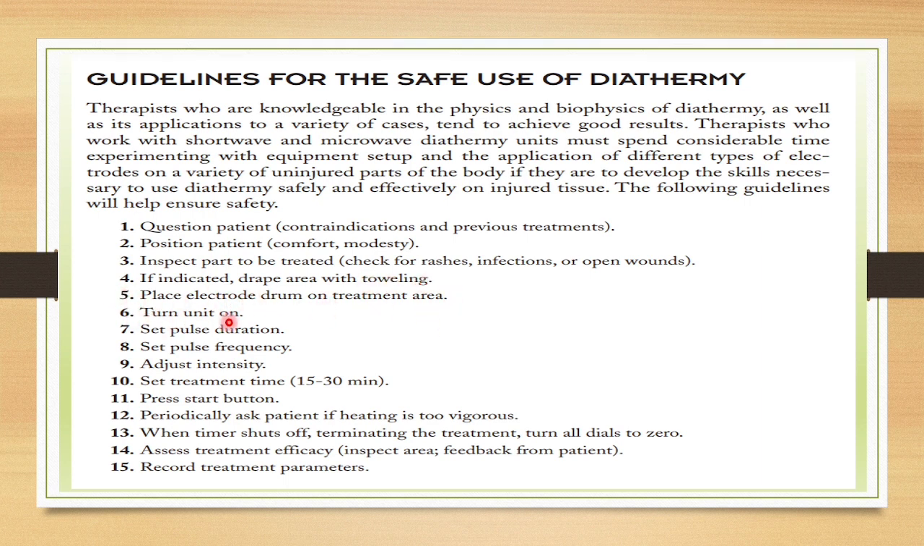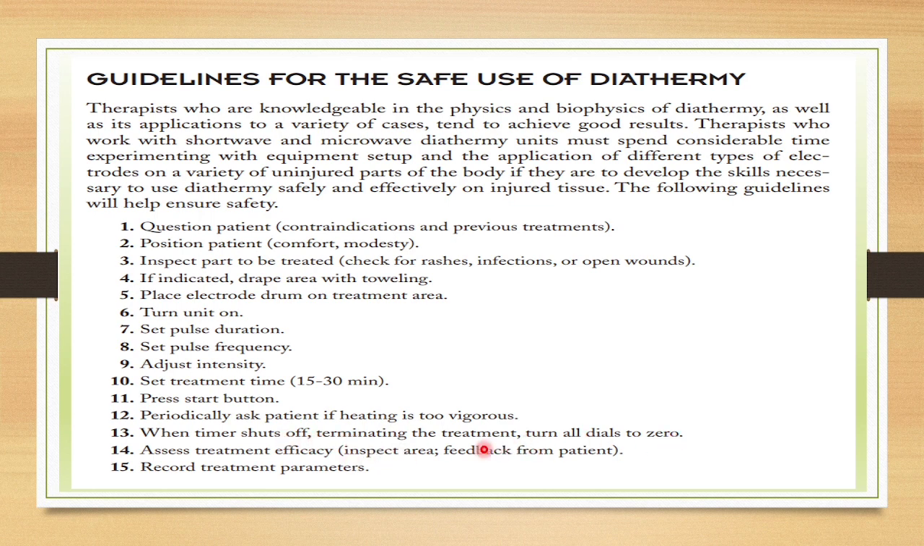And we need to turn the switch on, set the pulse duration, pulse frequency, and adjust the intensity. And we need to set the treatment time, usually 15 to 30 minutes for chronic cases, or for acute cases 5 to 10 minutes. We need to press the start button. Periodically ask the patient if the heating is too vigorous. If the patient says the heat is not tolerable, we need to decrease the power output. And when the timer shuts off, terminating the treatment, turn all dials to 0.